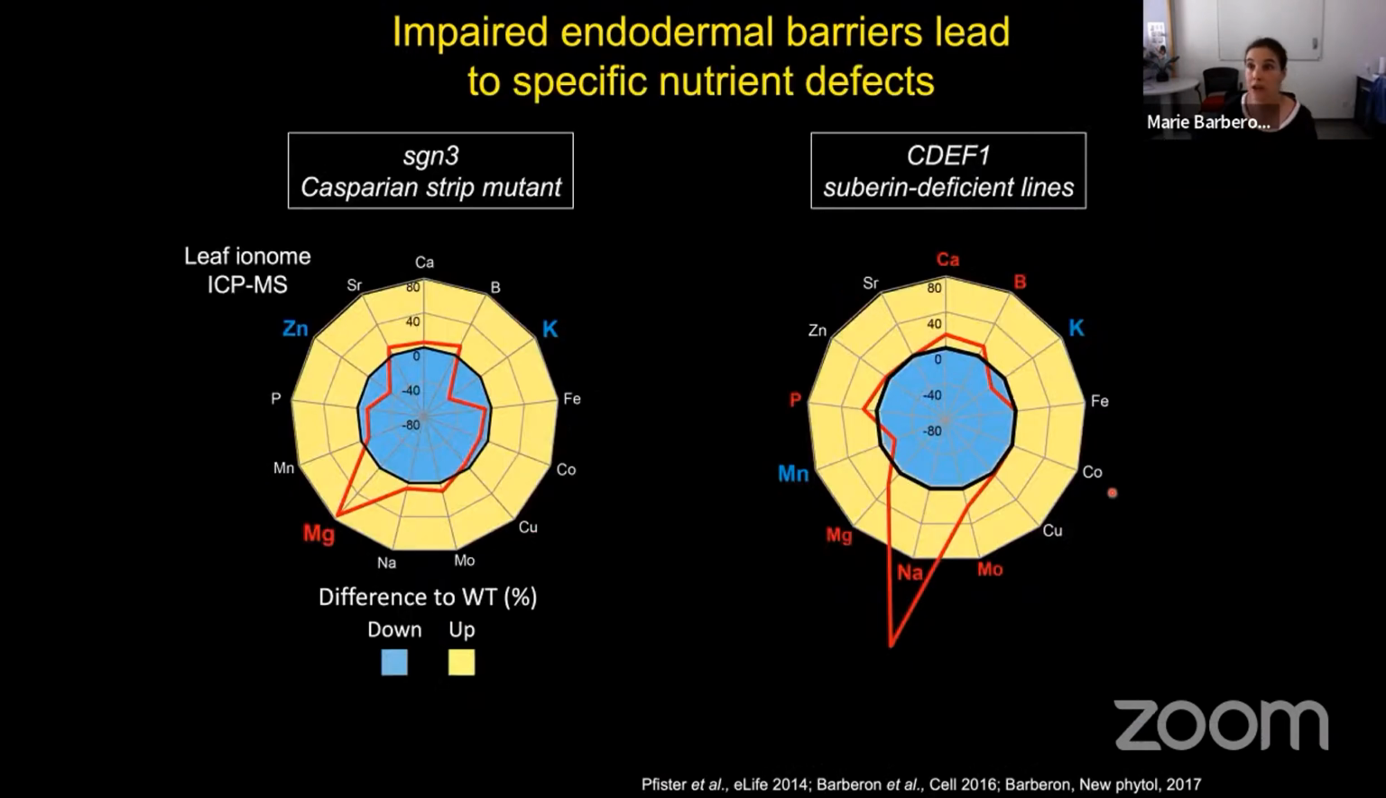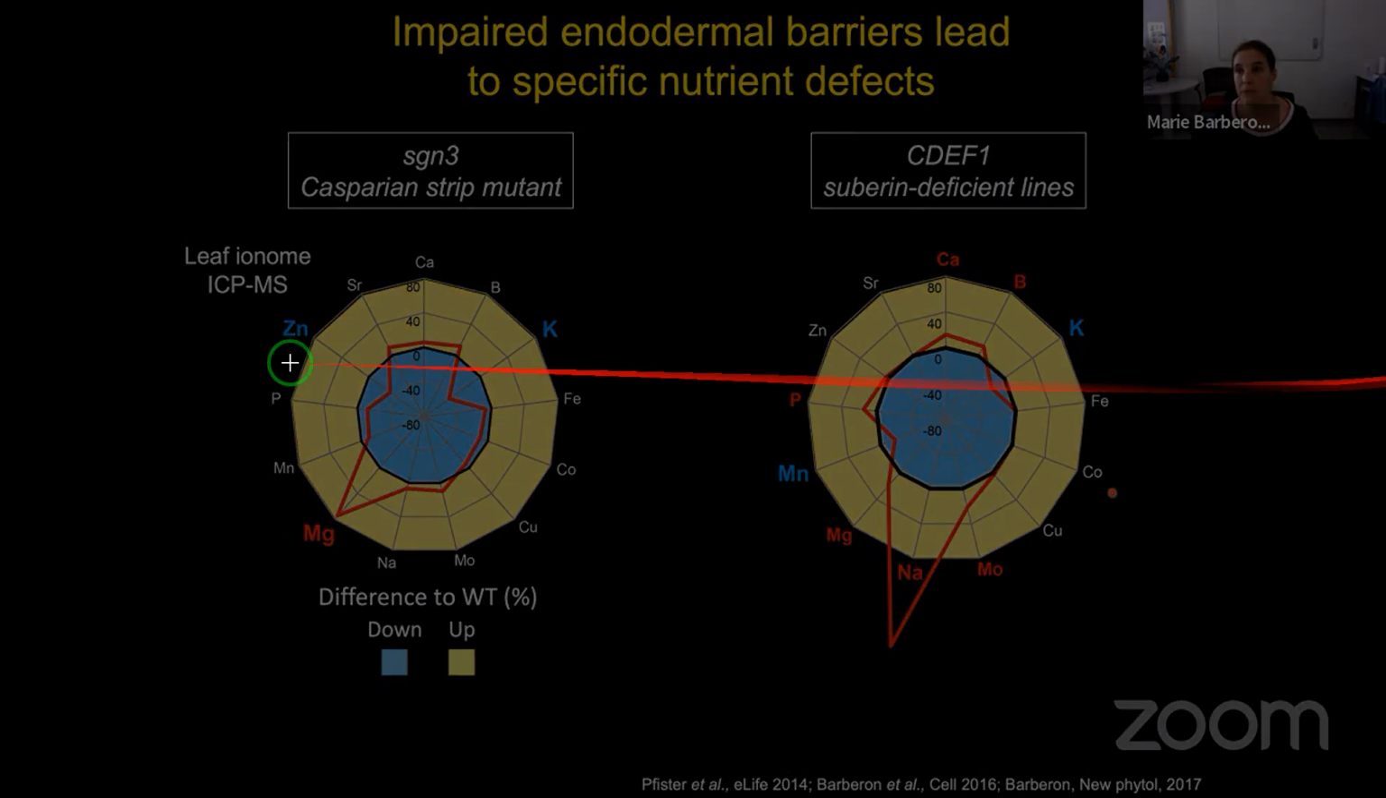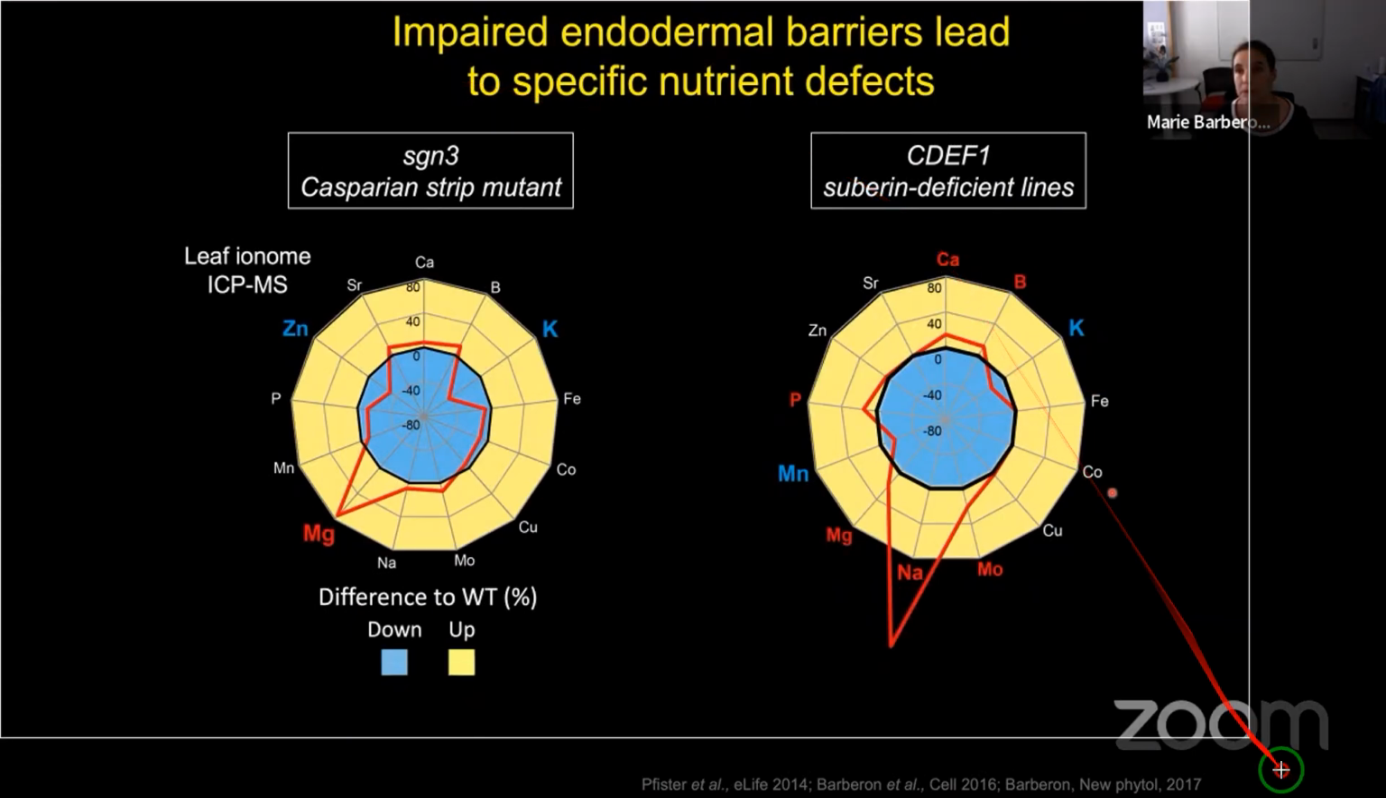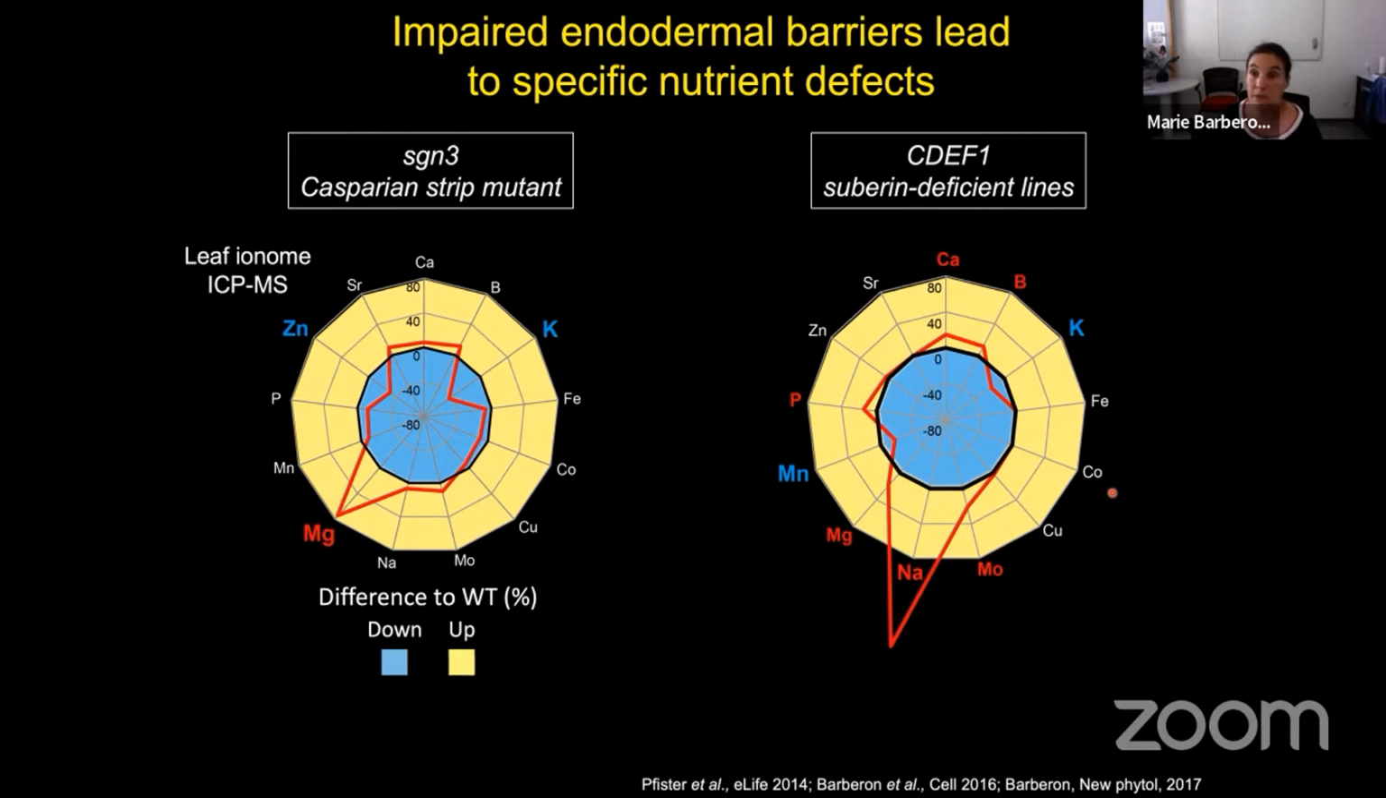So what I did mainly was to do ionomic analysis. Ionomics corresponds to overall analysis of the ion profile of different elements in different mutant backgrounds. And here I'm showing you the leaf ionome in a Casparian strip mutant compared to the leaf ionome of a suberin deficient line. The levels are presented in percentage compared to the wild type levels.